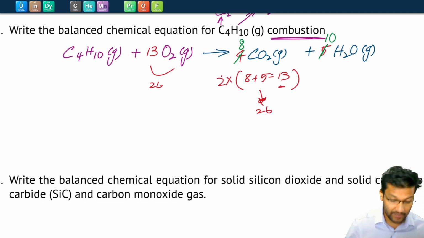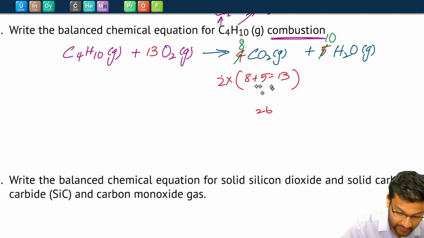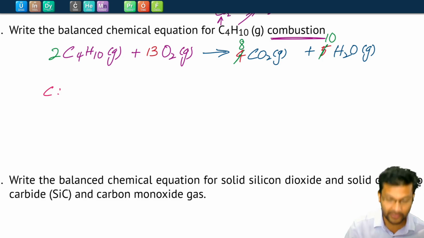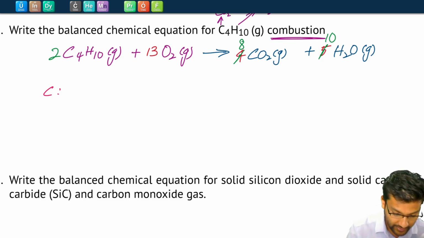Everything should now be balanced, but it's always a good idea to go over your balanced equation and check everything with a fine-tooth comb, if you will. So let's check everything. Let's check our carbon. On the left-hand side, oh, I forgot. If we multiply these guys by 2, we also have to multiply this by 2 to make sure that the carbon and hydrogen that were balanced in the beginning are still balanced in the end. Okay, now let's check all of our elements.